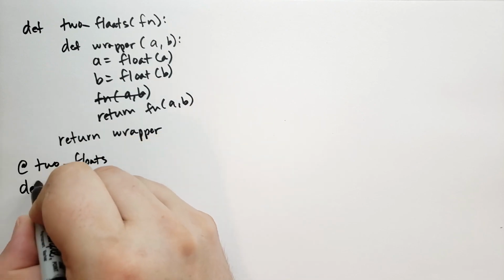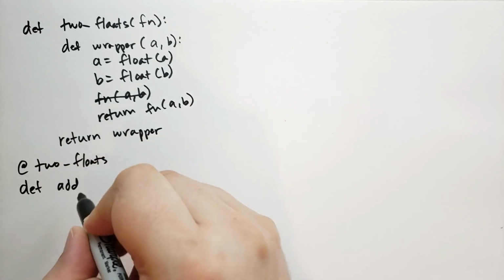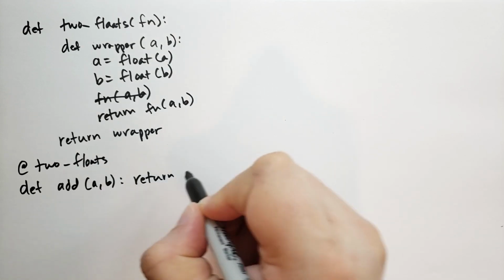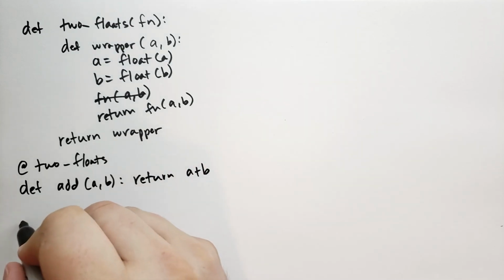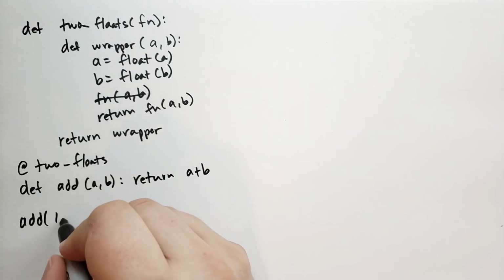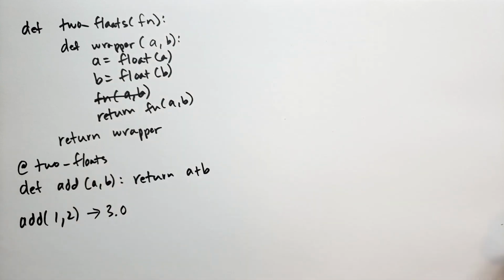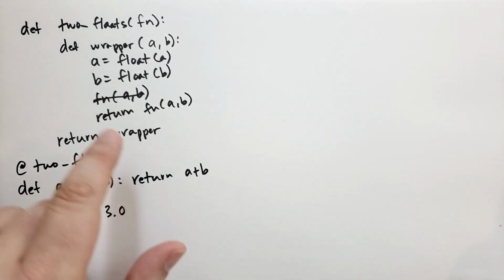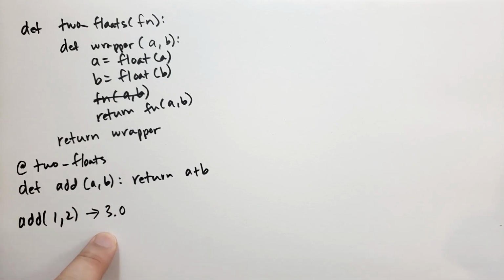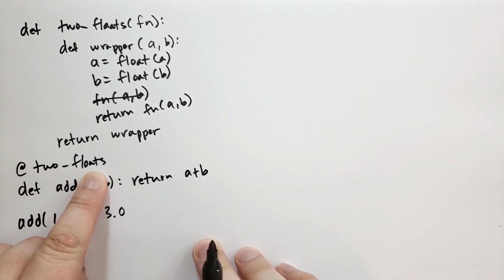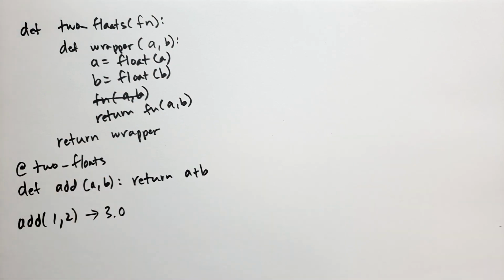And then we're going to use this like this, @two_floats. And we're going to say def add(a, b), return a plus b. And when we call it, let's say we call it with integers, 1 and 2, and that should give us a float back, 3.0, because it converted the 2 parameters to floats. Let's look in detail about how this works. Okay, so we're going to pull out our sticky notes.